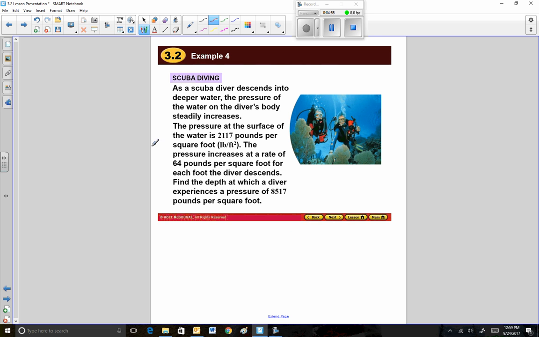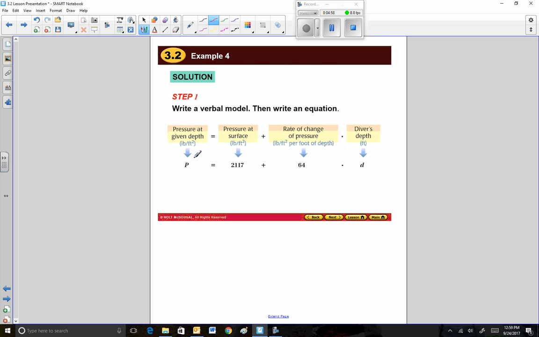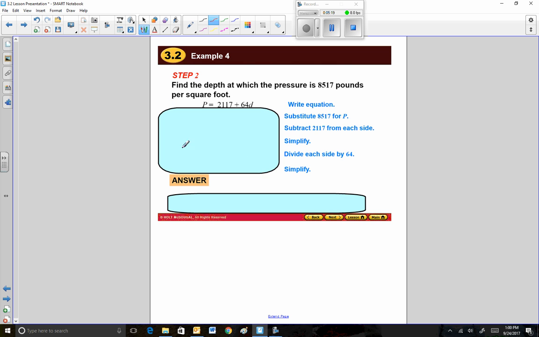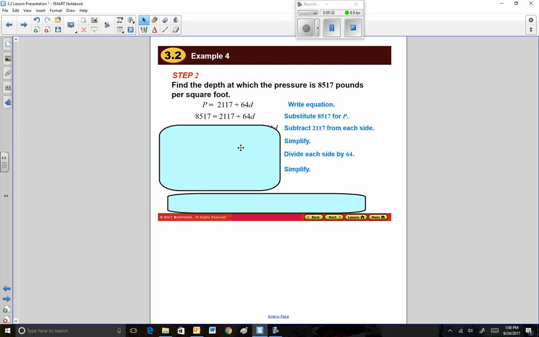Let's take a look and write it in words. What generally happened here? Pressure at the given depth is equal to the pressure at the surface plus the rate of change of pressure times the diver's depth. So now you have the pressure at the given depth equals 2,117 plus 64D. So let's take a look. We write down the math problem. And the other thing we know is to find the depth at which the pressure is 8,517 pounds per square foot. Okay, so we're going to substitute that in for P, because that is our pressure.